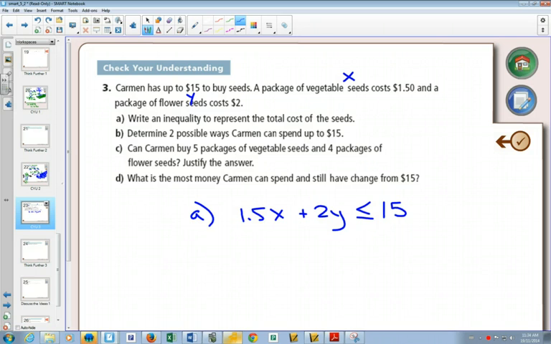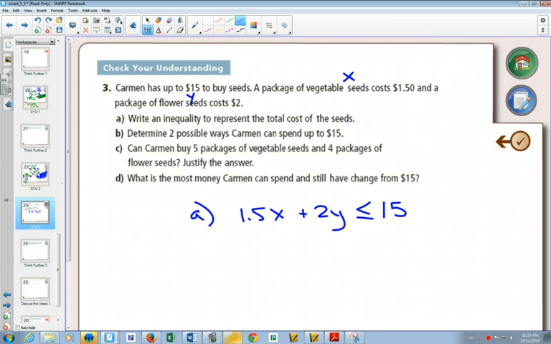Now, determining two ways she can spend up to $15 is really easy, right? She could buy one package of each. She'd still have lots of money left over. She could buy 3 of these and 2 of those and have lots of money left over. Okay? So there's lots of different possibilities here for part B.